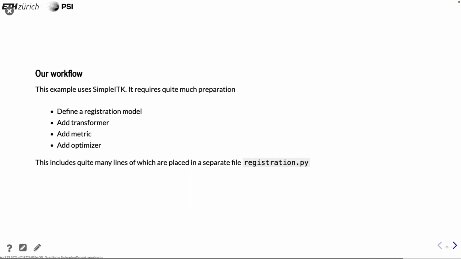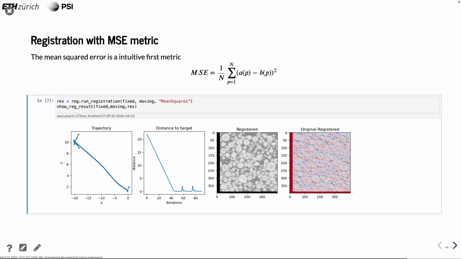And now our workflow is, first of all, to define a registration model, and then we add a transformer to it, we add a metric, and then we add an optimizer. And all this, I spare you the code, so if you want to look at this process, everything is in this registration.py file, which I still need to upload on the repository. So let's try.